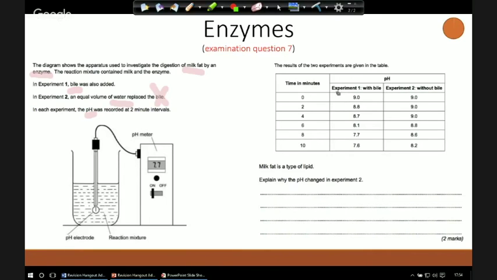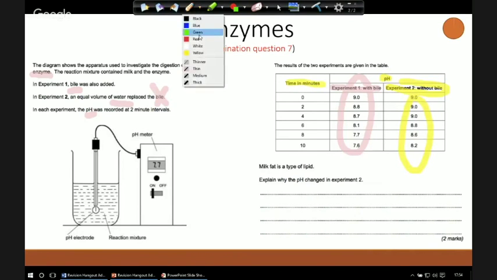We've then got our diagram here. We've got experiment 1 with bile, and we've got experiment 2 without our bile, and we're looking at the pH over time. The question, milk fat is a type of lipid. Explain why the pH changed in experiment 2.